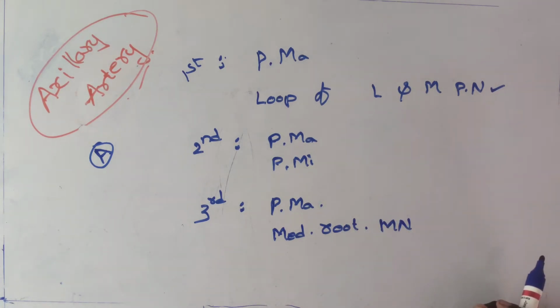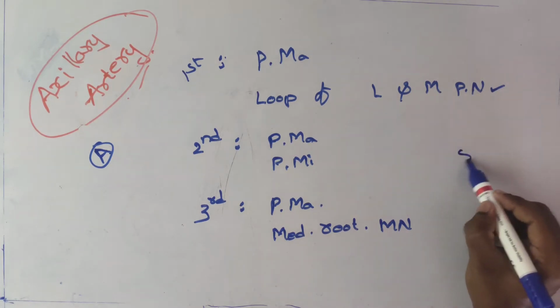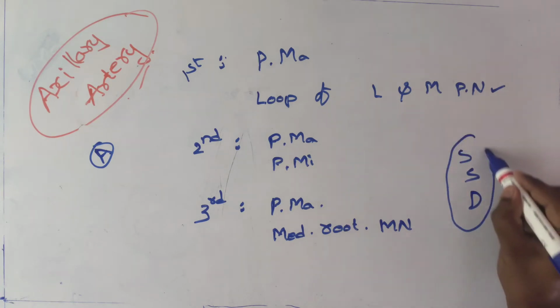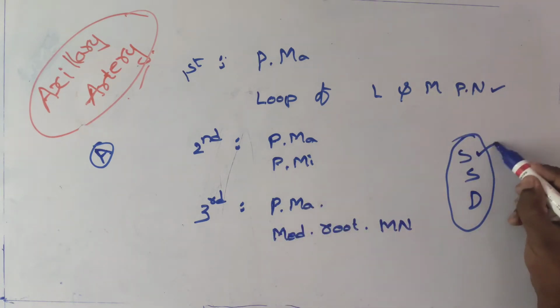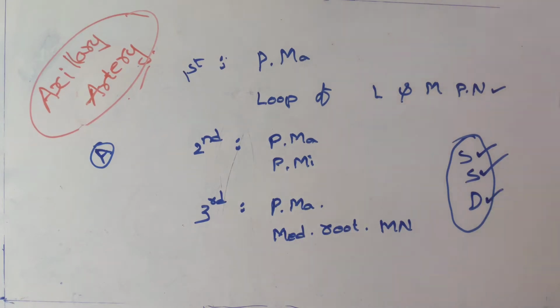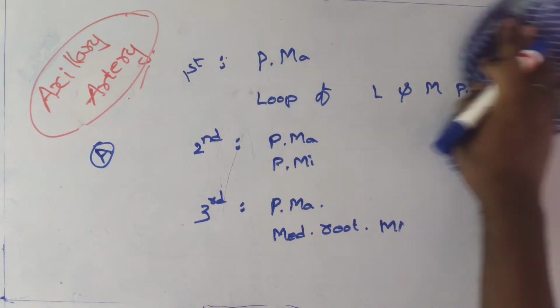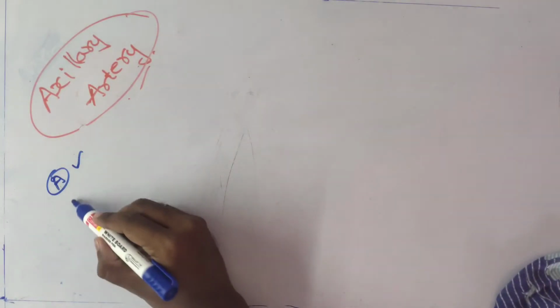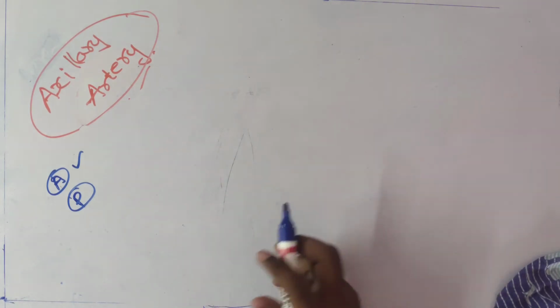These are the anterior relations of the 3 parts, and along with this, skin, superficial fascia and deep fascia are common for all the 3 parts. We have completed the anterior relation. Now coming to the posterior relation.